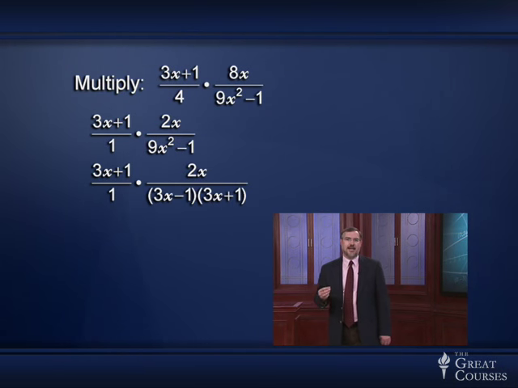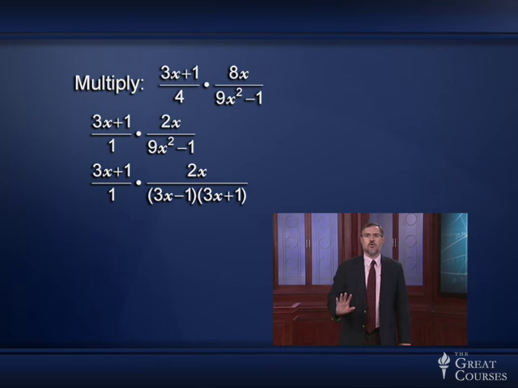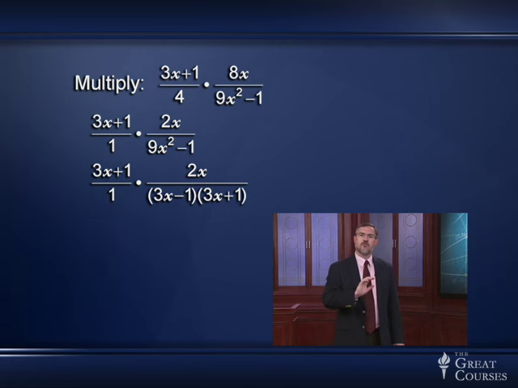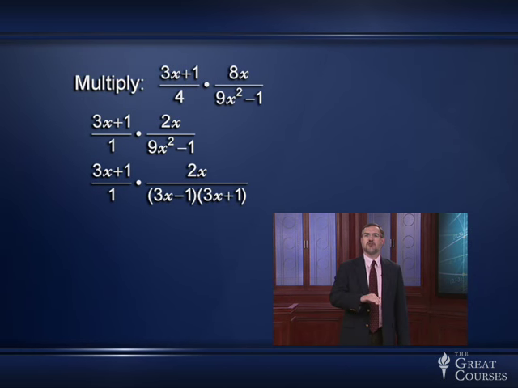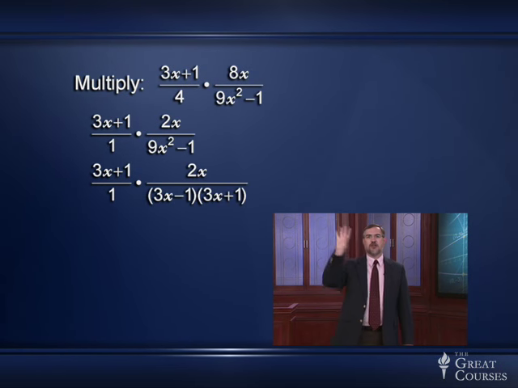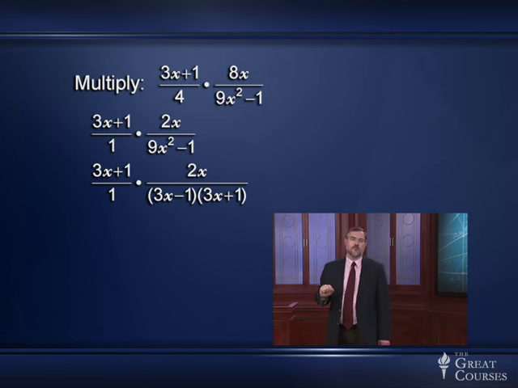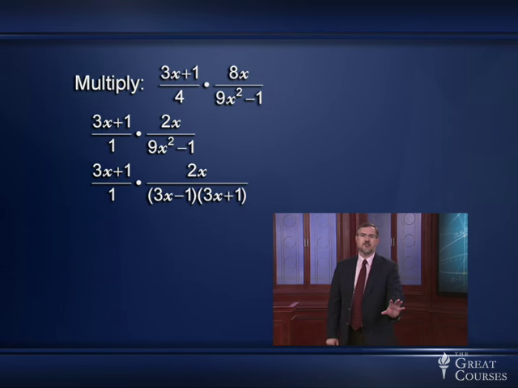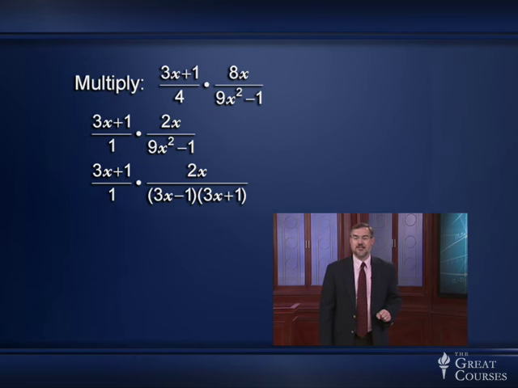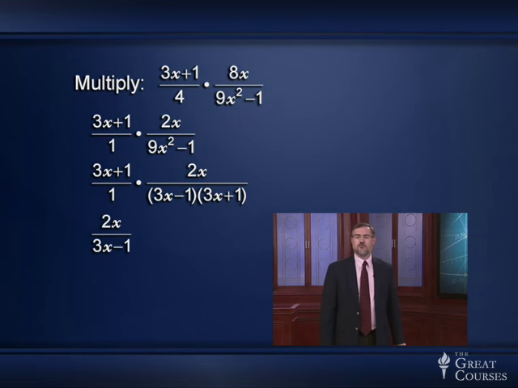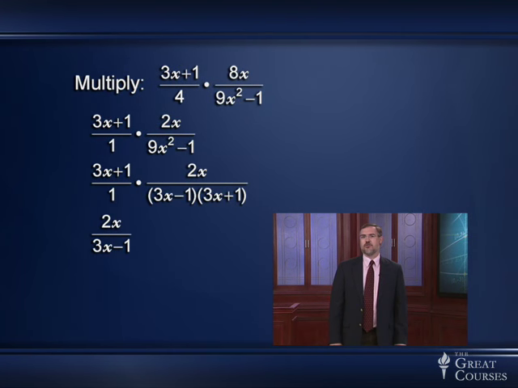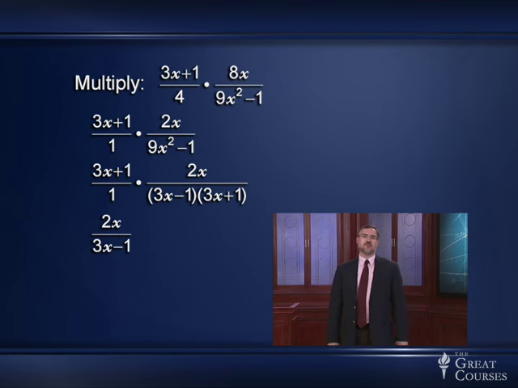So what you really have is 3x plus 1 over 1 times 2x over 3x minus 1 times 3x plus 1. And now the 3x plus 1 you see in the numerator of the first fraction and the 3x plus 1 that you see in the denominator of the second can cancel. And you're left with 2x over 3x minus 1. And that doesn't simplify any further.